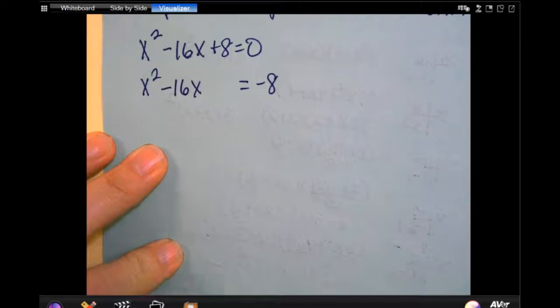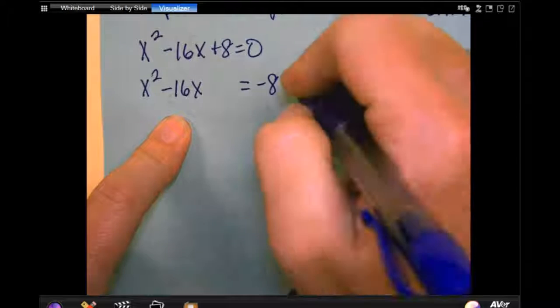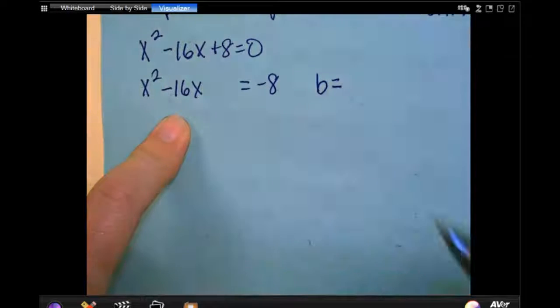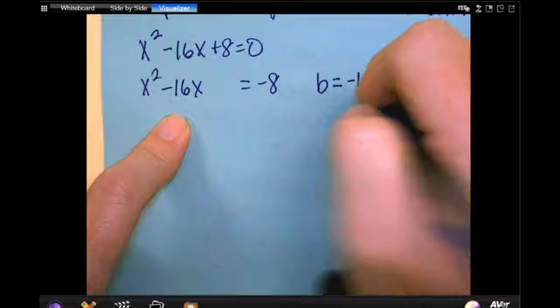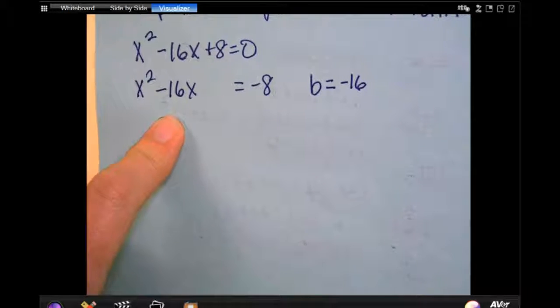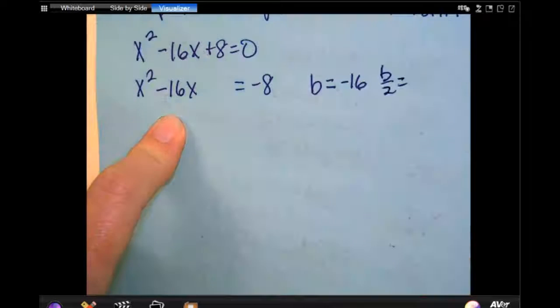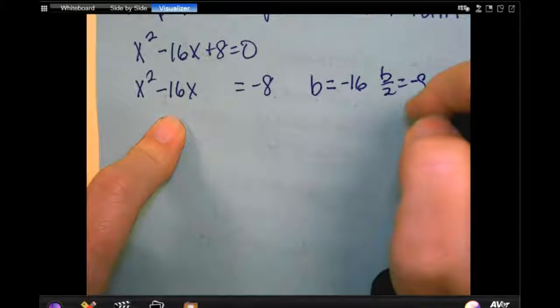And so what I want to do is write this as a perfect square. I want x squared minus 16x as a perfect square. So my b is negative 16. And what I'm going to do is rig the problem so it's a perfect square. The way I'm going to do that is take b over 2. So negative 16 divided by 2 gives me negative 8.